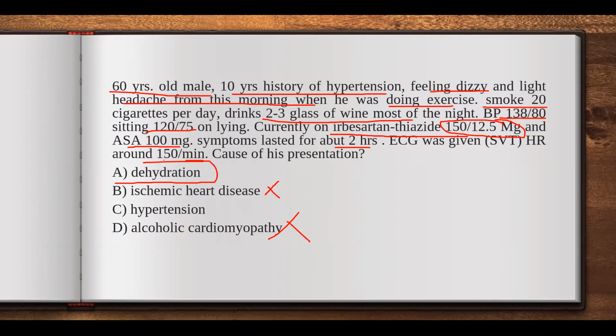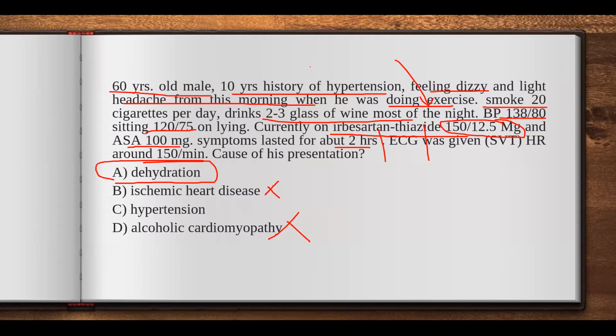So if they are asking for the most likely reason, two types of question can come. They can say, what is the most likely cause of his presentation? It's dehydration. Why? Because he was doing exercise, then all these symptoms started. Exercise can cause dehydration. On top of that, this patient is on two volume-depleting drugs, irbesartan, which is your ARB, and high dose diuretics. So that can also result in excessive dehydration in this patient.